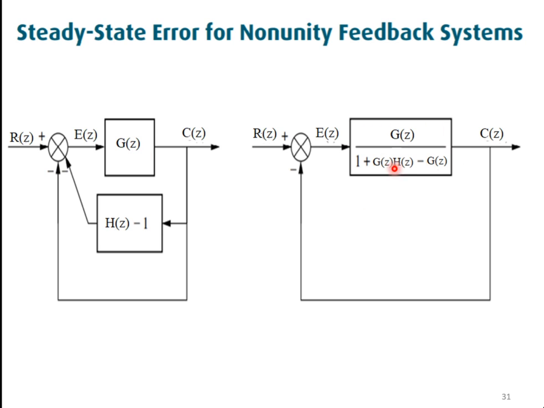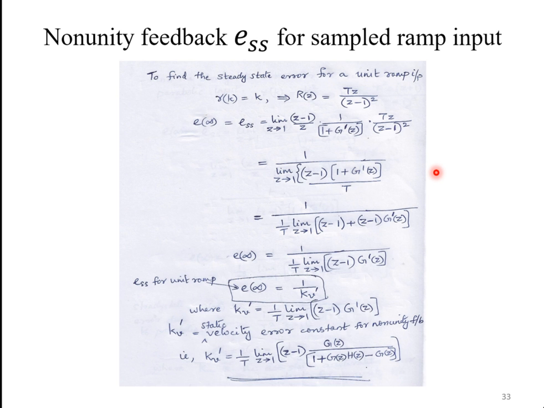So that is G(z) by 1 plus G(z)H(z) minus G(z), that's what we call G'(z). Here you can see that for the same, that is for the steady state error, finding the steady state error for a sampled ramp input. Whenever it is a ramp input, you know that d/dt is coming. That is why we are saying the static error constant as Kv, the velocity error constant.